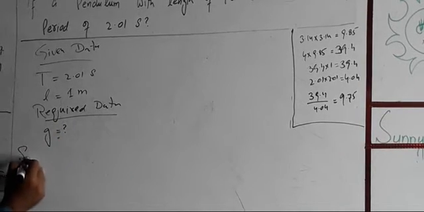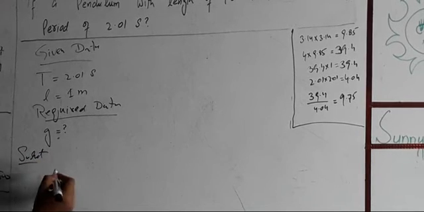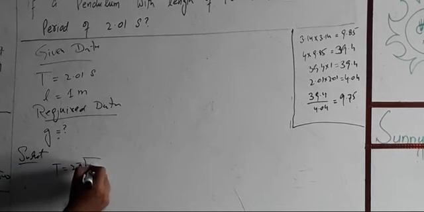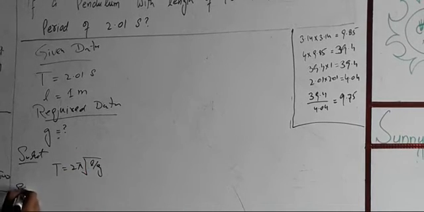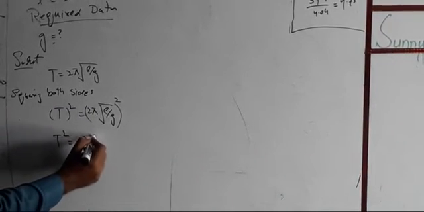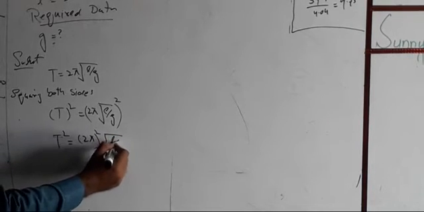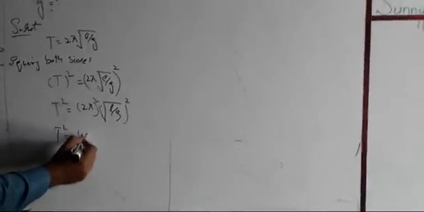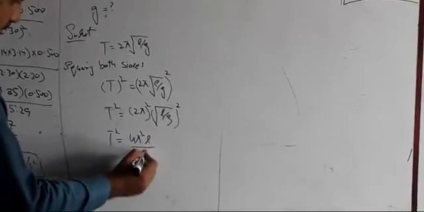So for the solution, I will write from the formula of time period, which is T is equal to 2 pi square root L by g. Squaring both sides, I will write that T whole square equal to 2 pi square root L by g whole square. So T square equal to 2 pi whole square and square root L by g whole square. So T square equals 4 pi square and L divided by g.